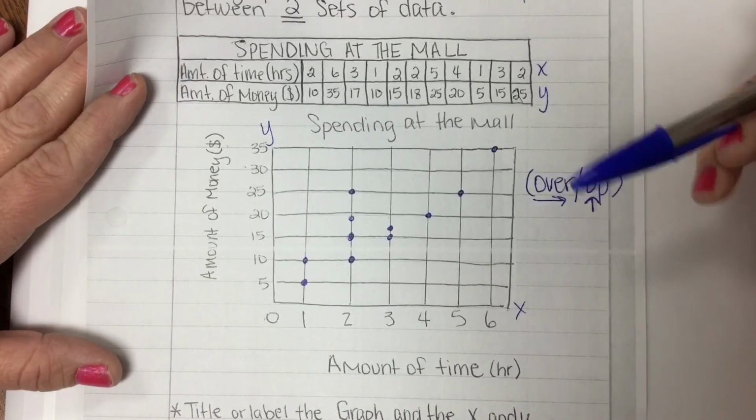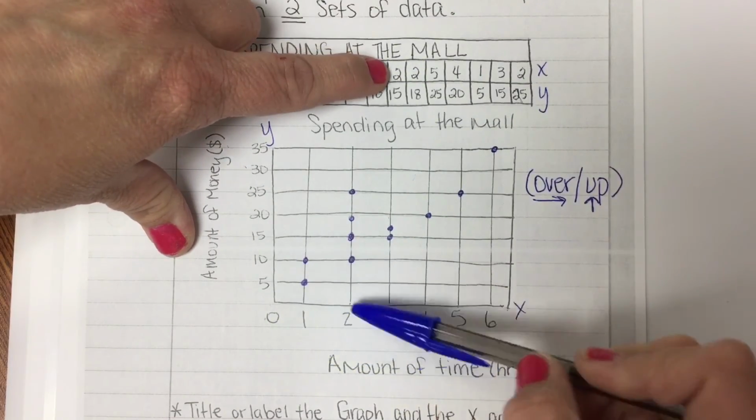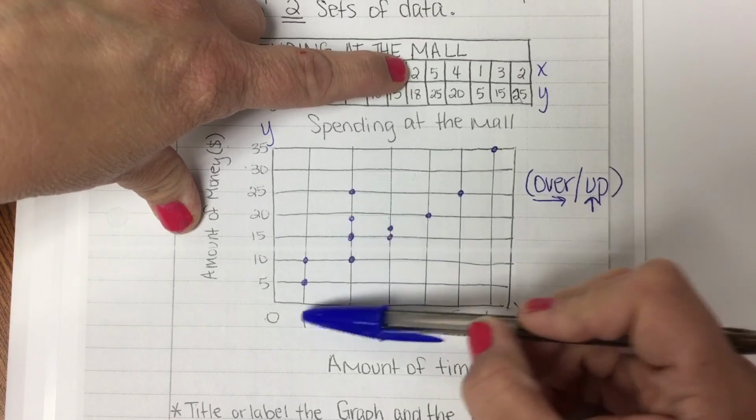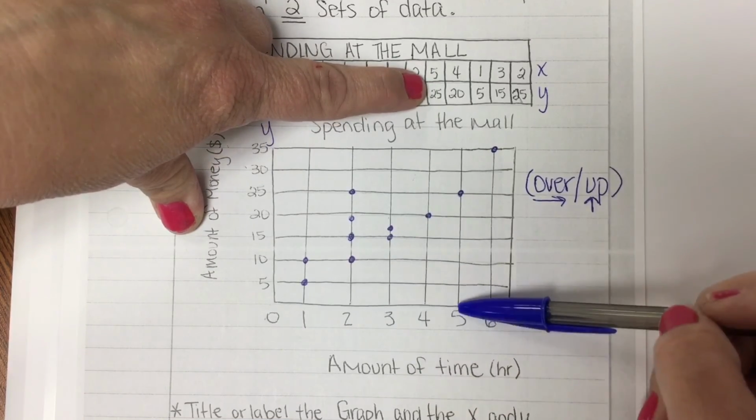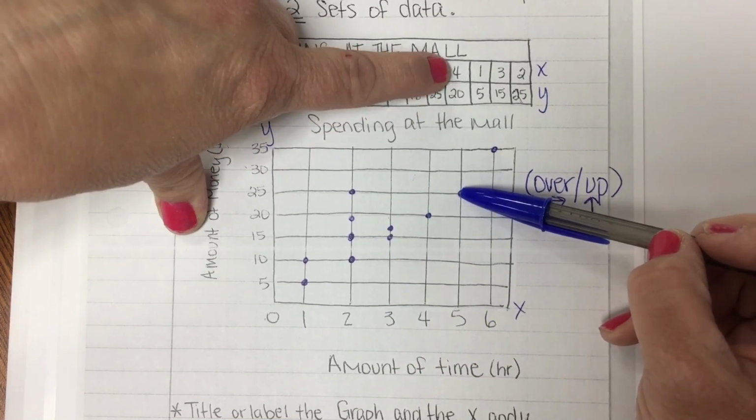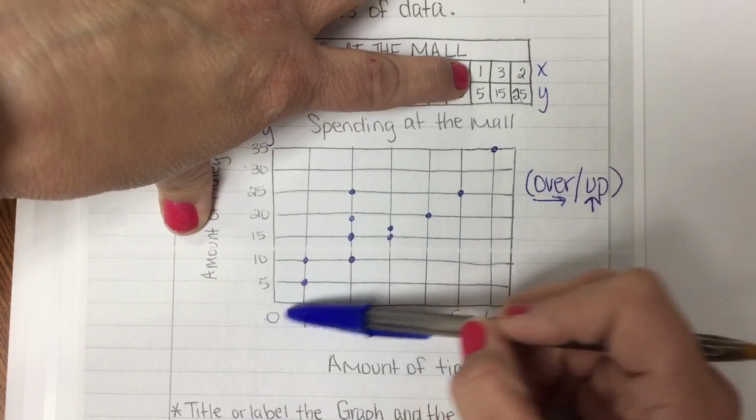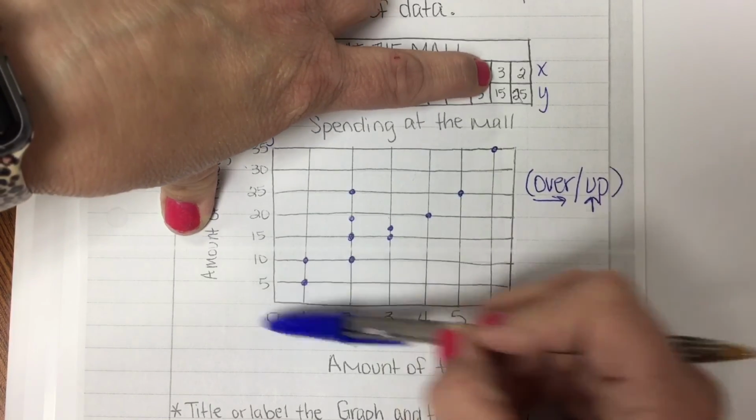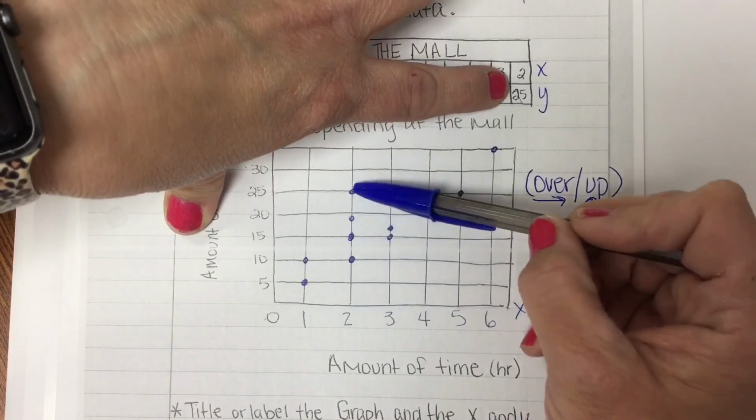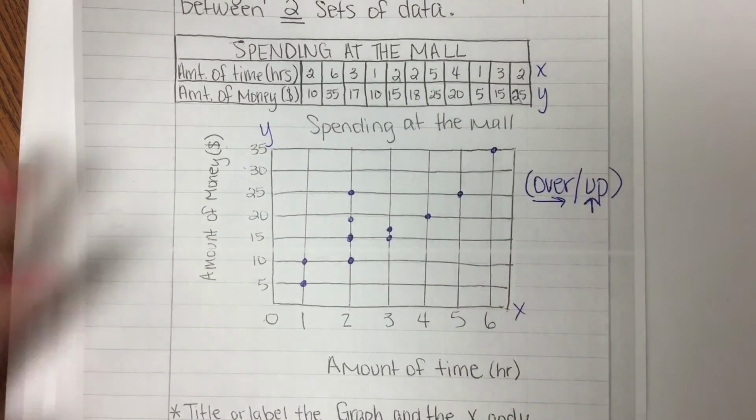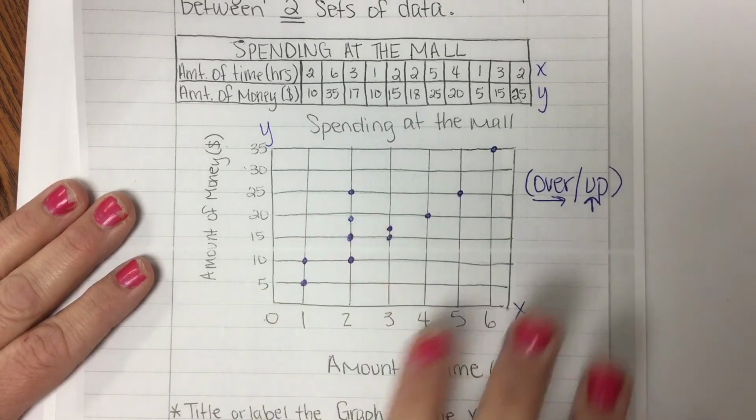Okay, so what you should have looked at is 1, 10, so over 1 up 10, 2, 15, and then 2, 18, which is almost a 20 but not quite, 5, 25, so over 5 up to 25, 4, 20, over 4 hours up to $20, 1, 5, so over 1 hour up to $5, over 3 up to 15, and then over 2 hours up to 25. Okay, there's your scatter plot. So notice there's no rhyme or reason as to what's happening here. It just gives you an idea.